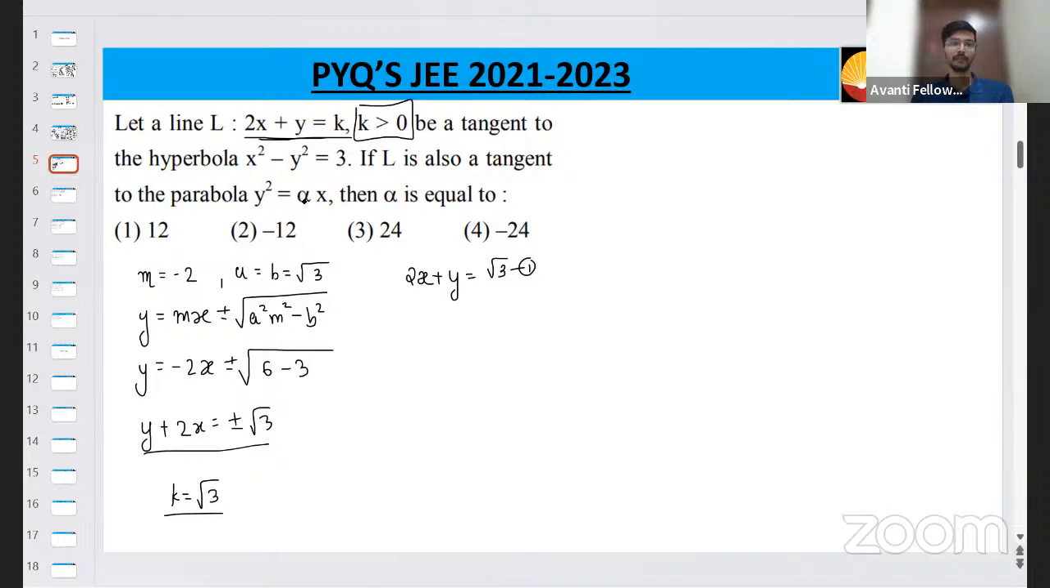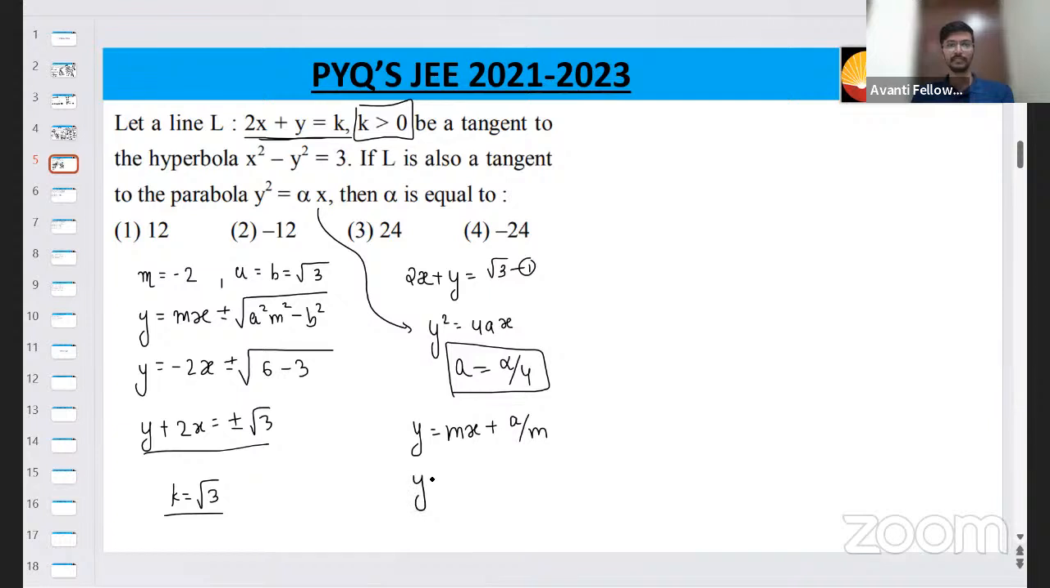So let's write the equation of the tangent to the parabola. Here, we see y square equals 4ax, so a is alpha by 4. What is the equation of tangent to this parabola? y is equal to mx plus a by m. Correct? What is the slope of the line? -2. So y is equal to minus 2x plus alpha by 4 into minus 1 by 2. So it will be 2x plus y is equal to minus alpha by 8. This is equation number 2. Now 1 and 2 represent the same line, so we can compare. The coefficients are already compared. You can see 2 upon 2, 1 upon 1. So I can directly write minus alpha by 8 is equal to.